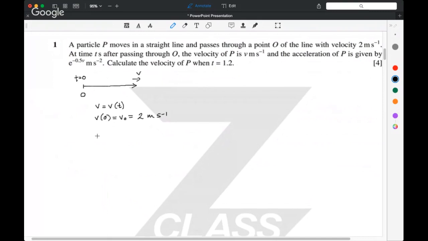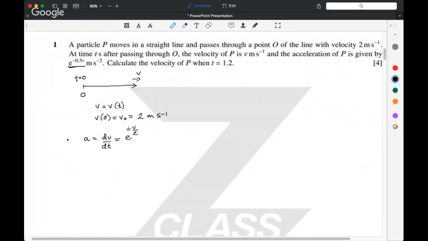So we're told that the acceleration is this here. Well, what is the acceleration? It's just dv dt, right? So dv dt is equal to e to the minus v over 2. And this is a simple differential equation for which we use separation of variables. So we take the dt over there, we take this thing underneath the dv, so we're putting all the v on the left-hand side and all the t on the right-hand side.